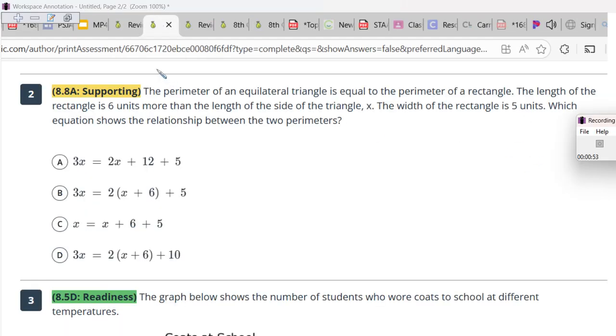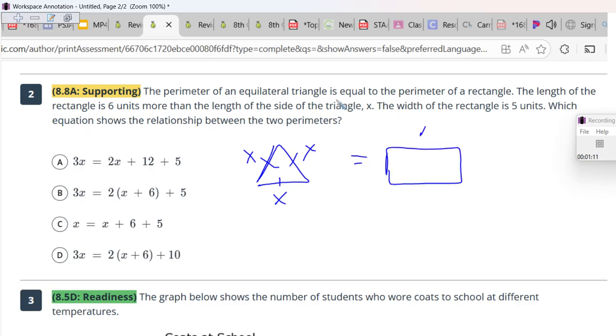Okay, so here goes: the perimeter of an equilateral triangle. Equilateral triangle means it's a triangle where the sides are all equal. I want you to name it x all the way around. That is equal to the perimeter of a rectangle. So you have a rectangle like this. These two are equal. I'm going to go with this one as length and width. Just name one. I know these sides are unknown, but they're all equal.